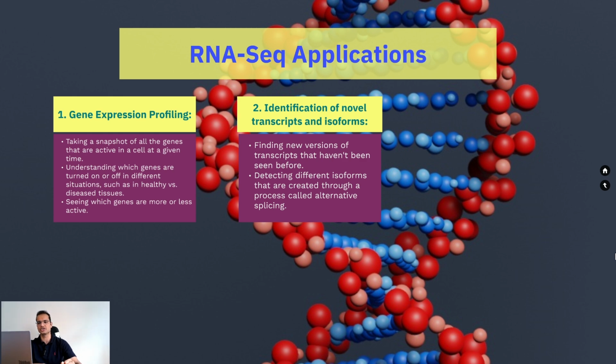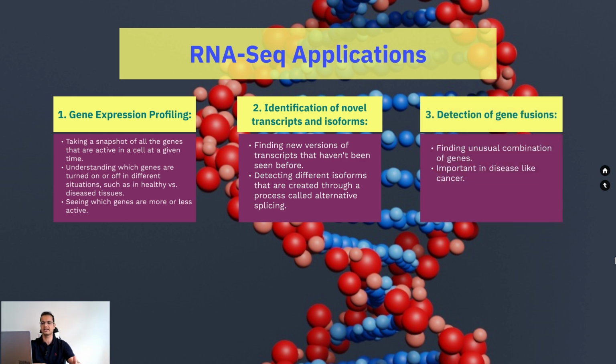The third application for RNA-Seq is detection of gene fusions. Sometimes parts of two different genes can accidentally get stuck to each other, like two pages of two different books. These are gene fusions and can be important in some diseases like cancer. RNA-Seq can find these unusual combinations.